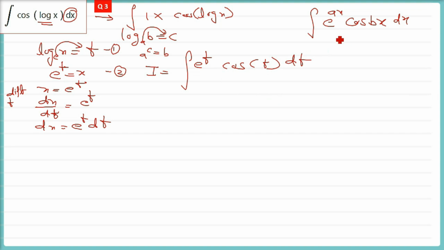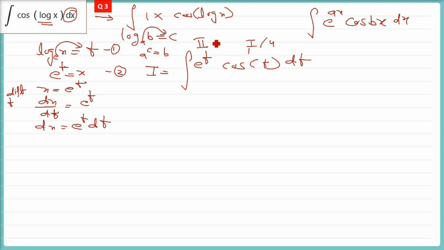Because e raised ax cos bx, when you prove it, then the final result will come. And you can just put this a and b, and then you can just solve it using the formula only. But I will encourage you not to use the formula. Use it as the integration is done.